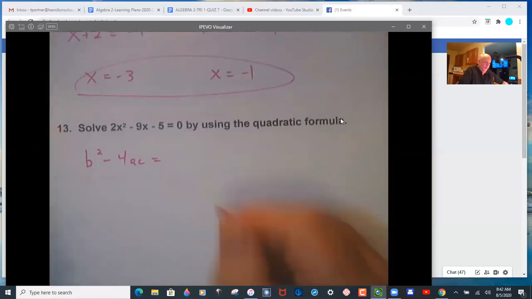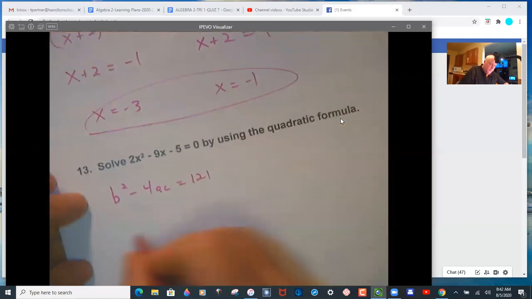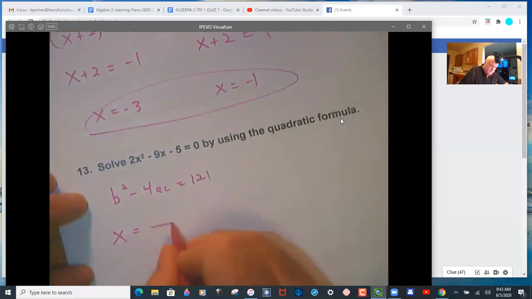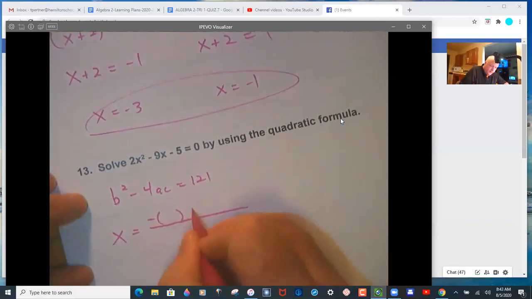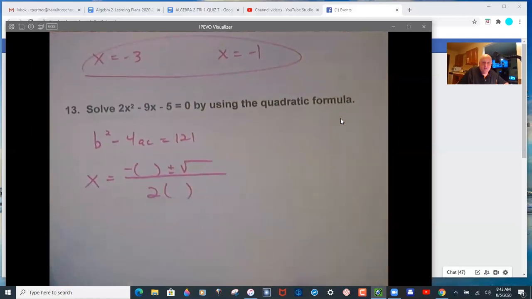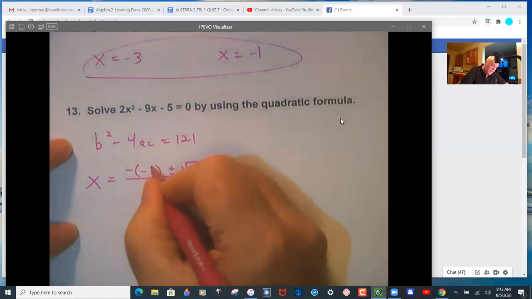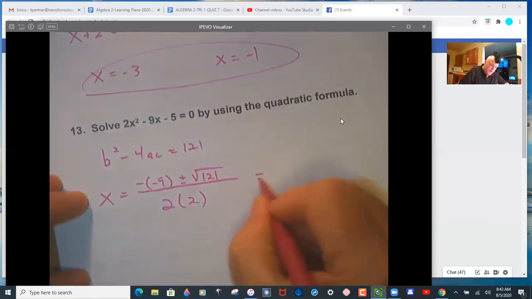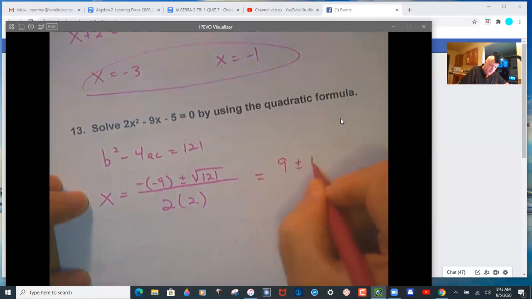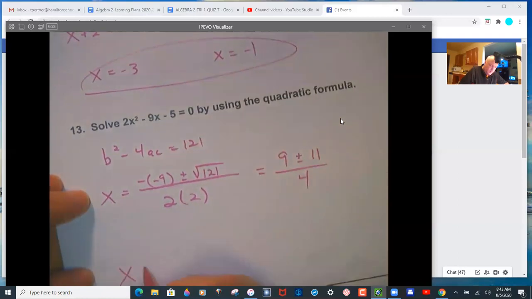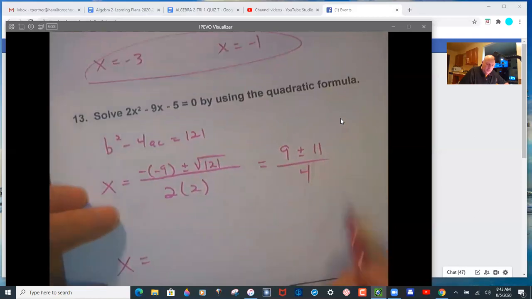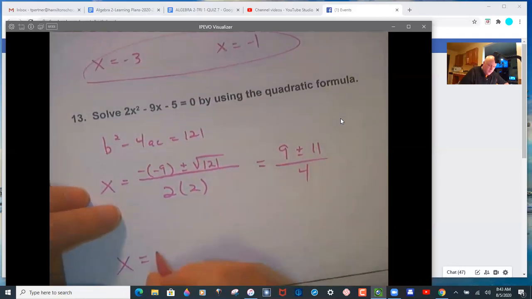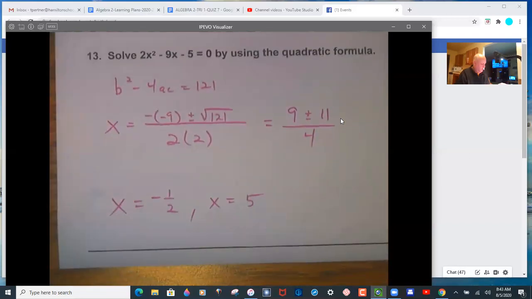B squared minus 4ac. This is 121, which will make this pretty simple now. Plus and minus square root over 2a. So b goes in here. Make sure you get it right. And then a. So we have 9 plus and minus 11 over 4. Simplify everything. So we have 20 over 4, or actually let's do negative 2 over 4, negative 1/2, and then 20 over 4, which would be 5.